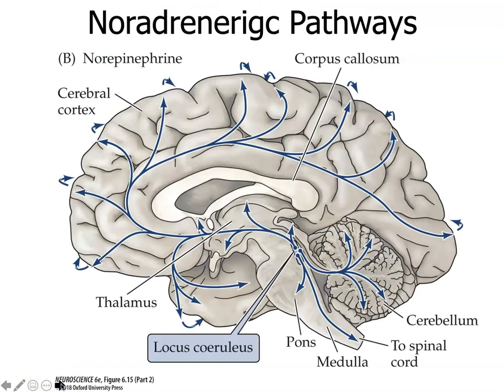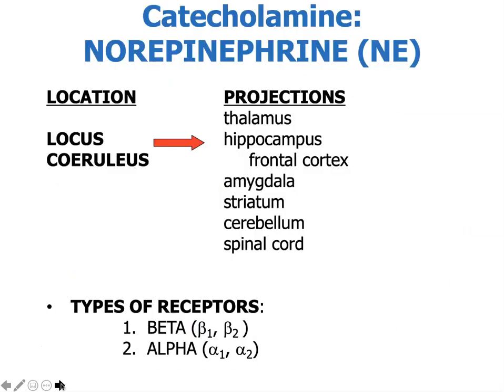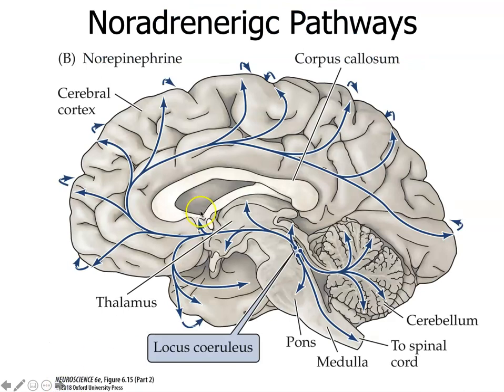So this is what that looks like. For all of these, I give you the actual location of the cell body, and then where the axons project to, and then synapse. And then this is the diagram of what that looks like. So you have the locus coeruleus here, and you can see the cell body sending out axonal projections in these different areas that we talked about.